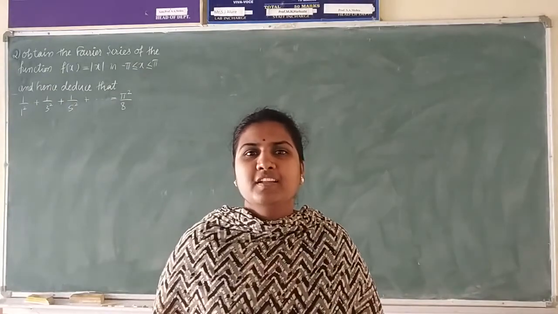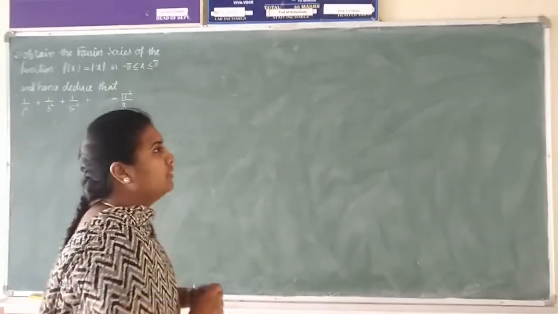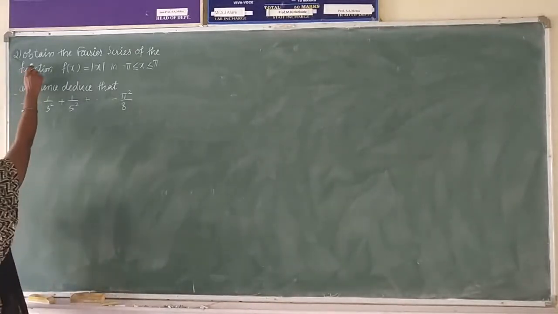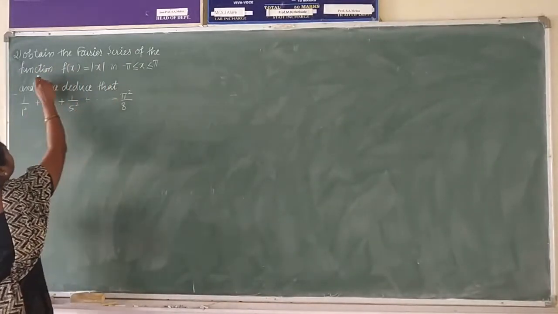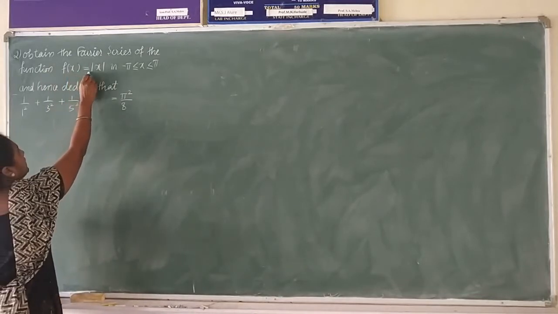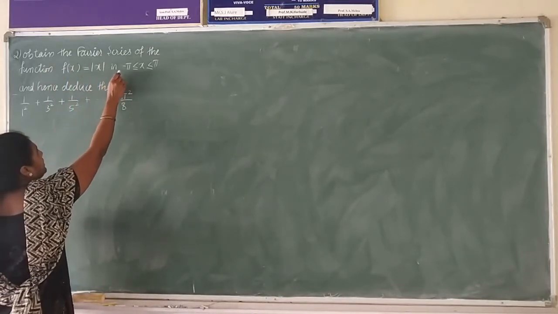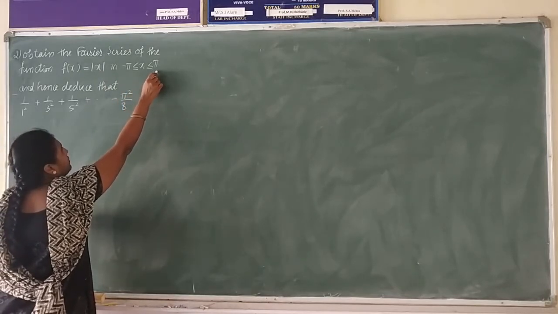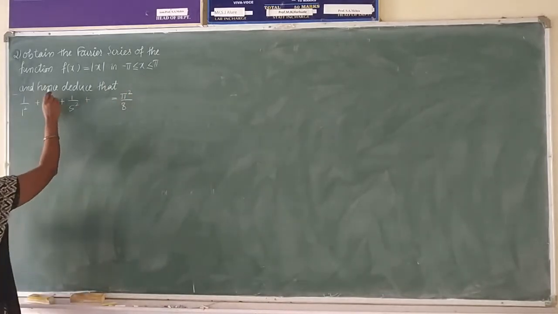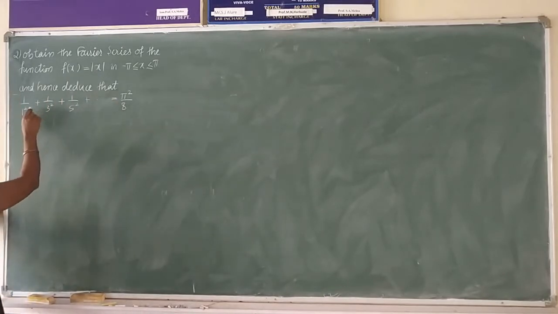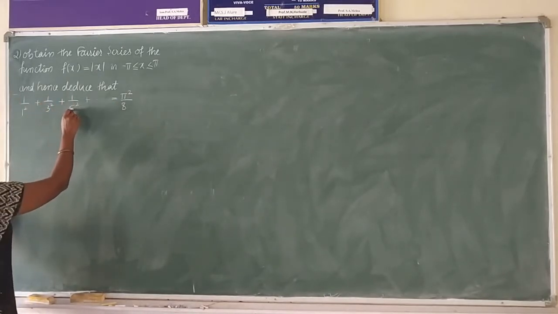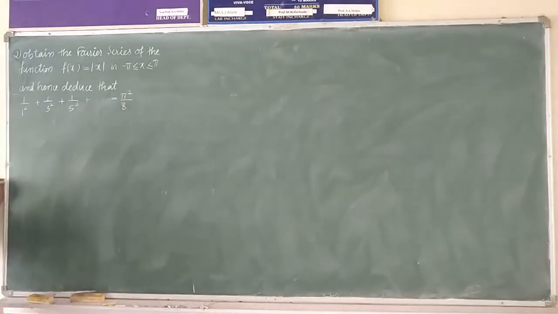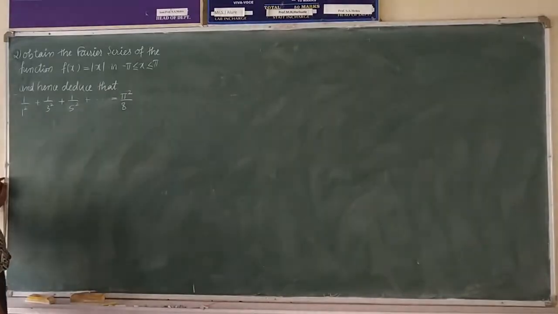Hello students, let's go for the next problem on obtaining the Fourier series. Here's the question. Obtain the Fourier series of the function f of x equals mod x in minus pi less than or equal to x less than or equal to plus pi, and hence deduce that 1 upon 1 square plus 1 upon 3 square plus 1 upon 5 square and so on is equal to pi square by 8.